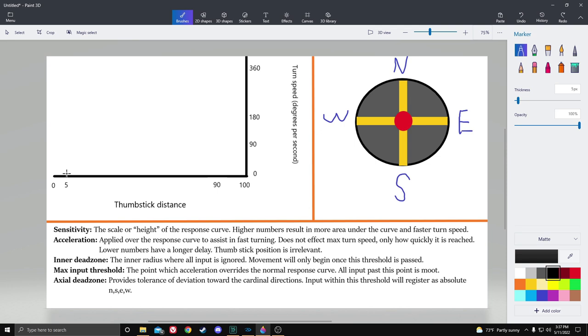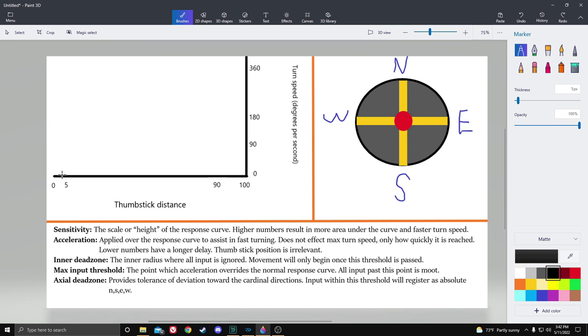However, because adhesion, or some form of aim assist in Halo Infinite, is so sharp, removing your dead zones entirely allows you to cheese the game's aim assist into activating more frequently and more often. Basically, stick drift is good in Halo Infinite.